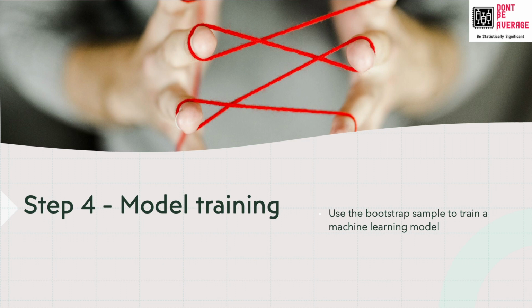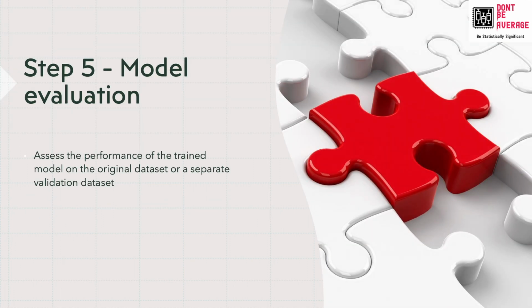This can involve various algorithms and techniques based on the problem at hand, such as decision trees, neural networks, or support vector machines, anything. Step 5, Model Evaluation. In step 5, we assess the performance of the trained model on the original dataset or a separate validation dataset. This evaluation provides insights into the model's ability to generalize unseen data.